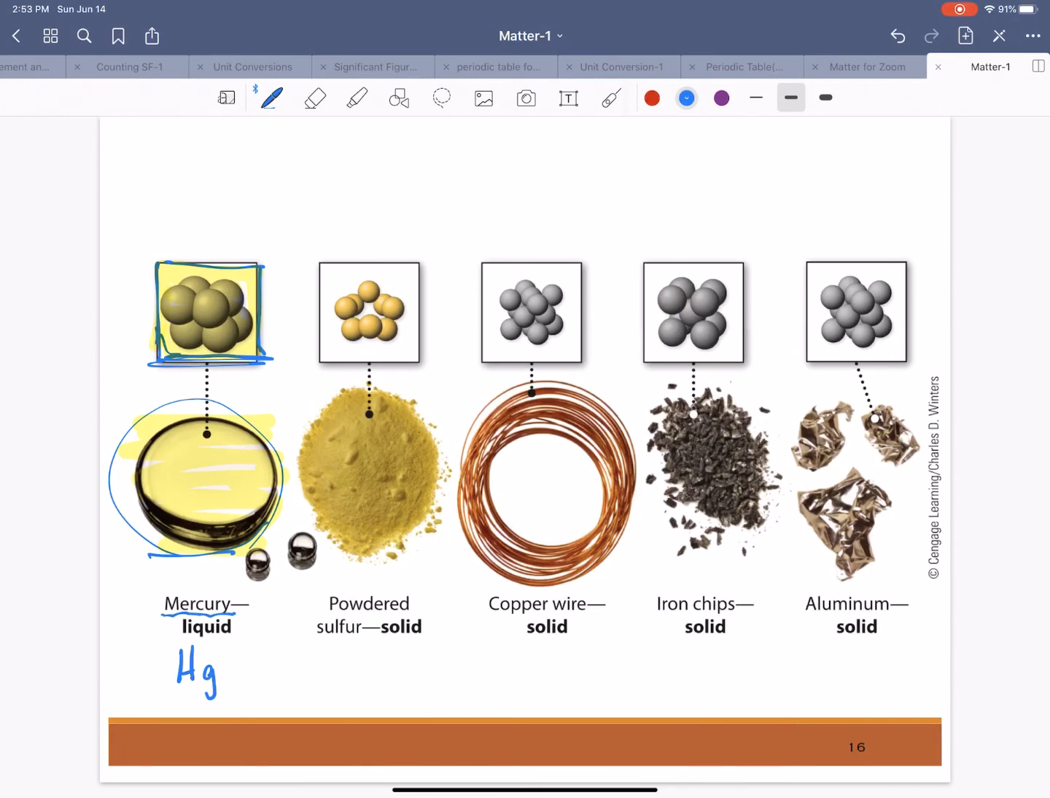So here we have a few elements: mercury, sulfur. We're going to learn that sulfur has different allotropes, and the one that's common to us is S8. That is why the author has shown us a picture to put in our heads that has 1, 2, 3, 4, 5, 6, 7, 8 sulfurs all stuck together in a ring, because that's the allotrope that we'll refer to most often. Here we have copper wire, iron chips, and aluminum.